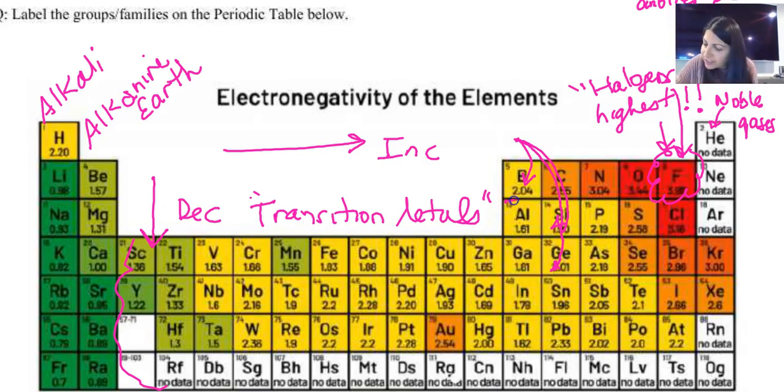So your staircase starts here between boron and aluminum, and then it keeps on coming down. So anything that has a bolded line is considered a metalloid. Oxygen family, those are also called the chalcogens, but we don't really use that very much.